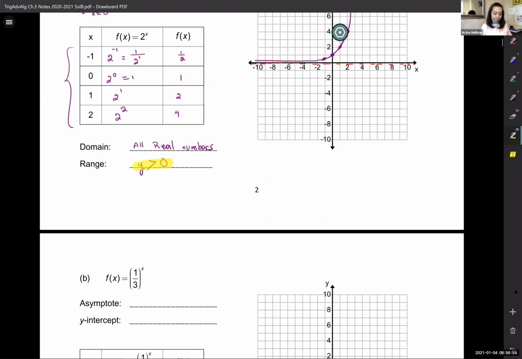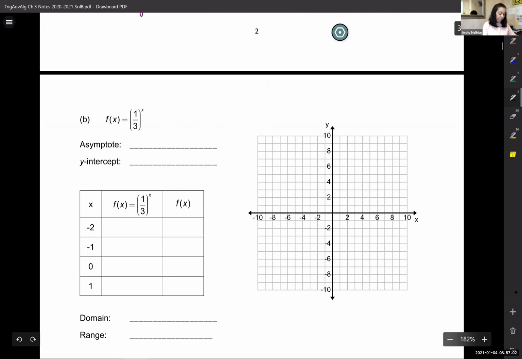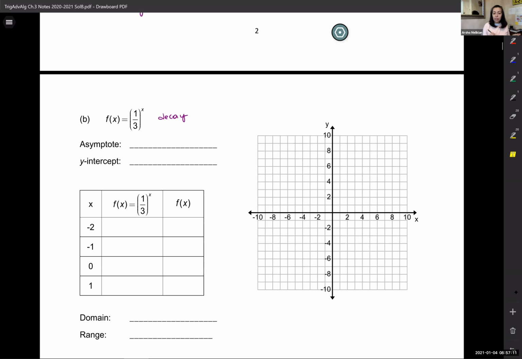All right, let's do a decay. So here is a decay. There should be a parenthesis here, right? Okay, so here is a decay. That's the first thing you should figure out. And let's just write down here that is decay. All right, asymptote, always the same thing. Y equals 0, right? That's another free point. Y-intercept, y equals 1 over 3 to the 0. What's anything to the 0? 1. So it's 0, 1. That's how we're going to write it.